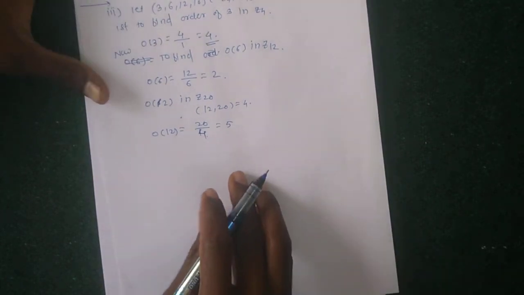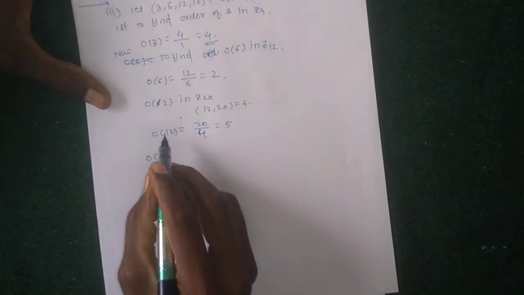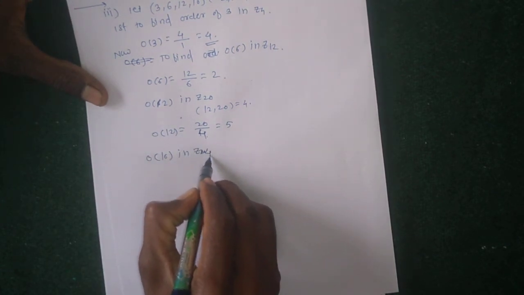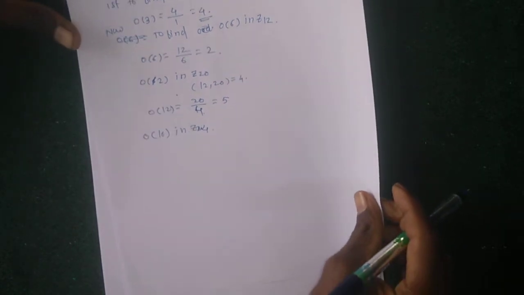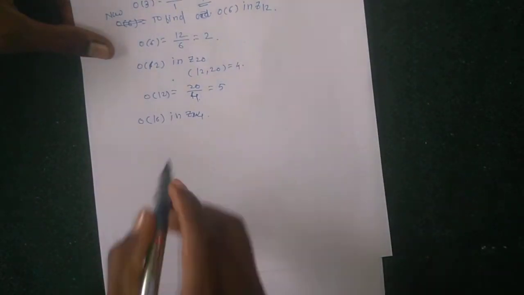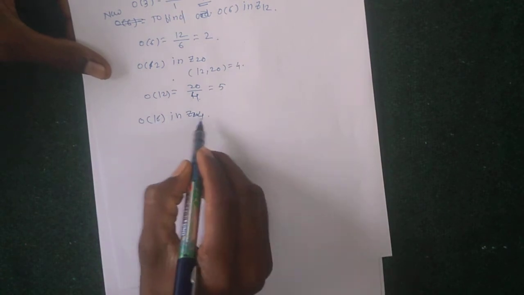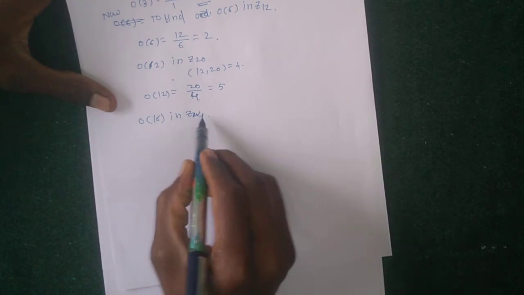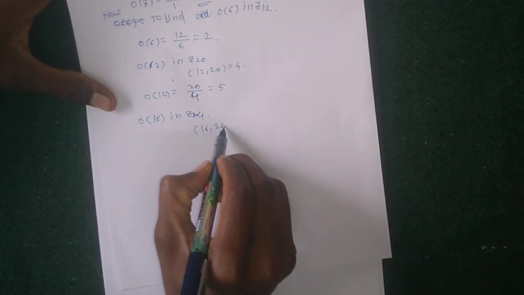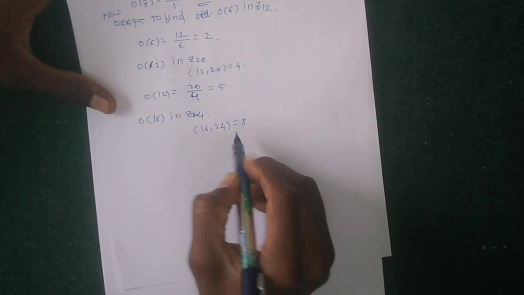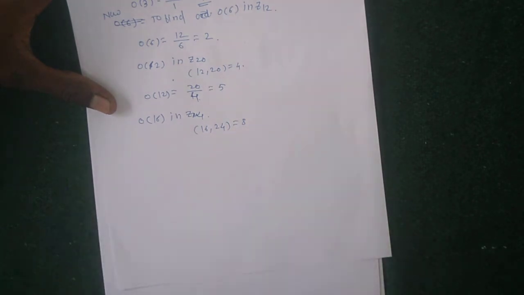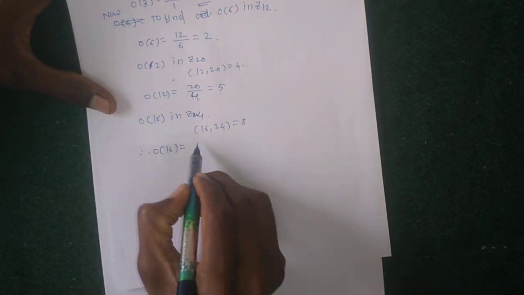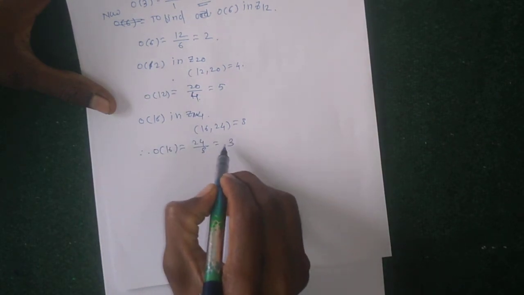Then next, the order of 16 in Z24. 16 and 24 have GCD 8. Okay, GCD of 16 and 24 is equal to 8. Then the order of 16 is equal to 24 divided by 8, equal to 3.